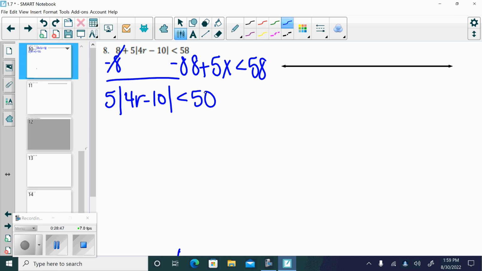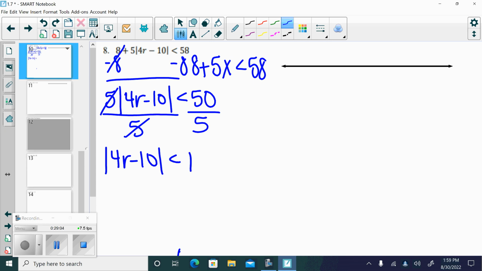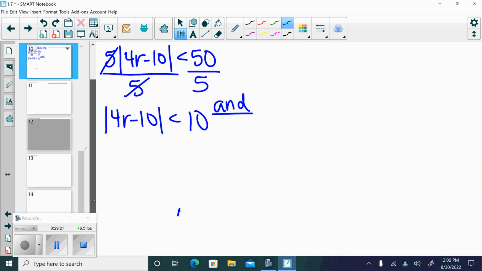All right. Then we're going to divide both sides by 5, because that operation is multiplication. You have that the absolute value of 4r minus 10 is less than 10. All right. Now we have to make the call, is this or, and? This will be and, yes, because it is less than. So this is going to be an and inequality. Very good.